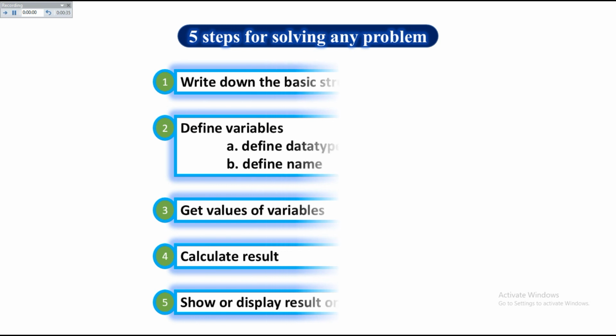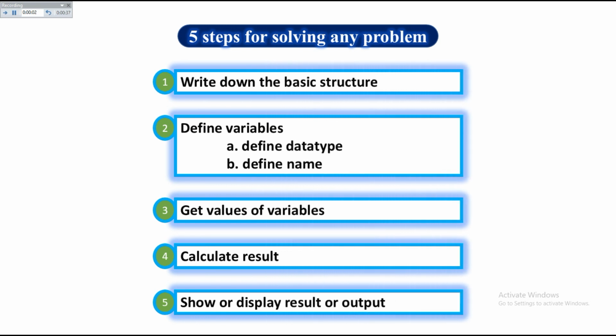In today's lecture, we apply these 5 steps for solving any problem. Write down the basic structure, define variables. In variable definition, first of all, we define the data type, integer, float, long or double, then the variable name. After defining variables, we get the values of the variables, then calculate the result and display the result.